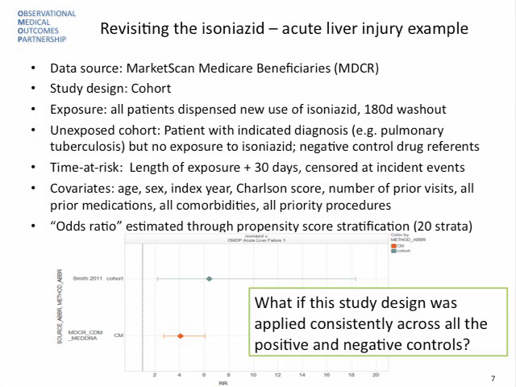What would happen in terms of the effect estimates if we could apply a new user cohort design to all of our positive controls and all of our negative controls? What kind of estimates would we observe? And so what I'm going to do is walk you through some of the results of what we observed when we applied this design and other alternative designs to all of our test cases.